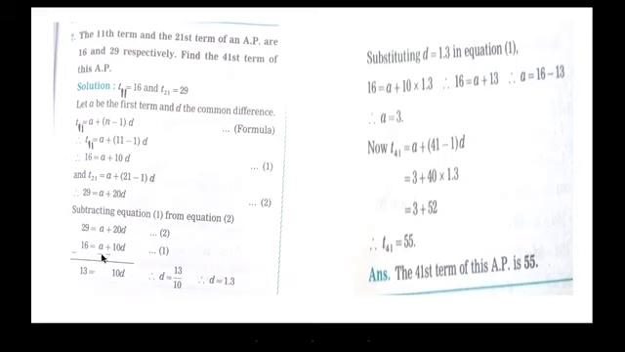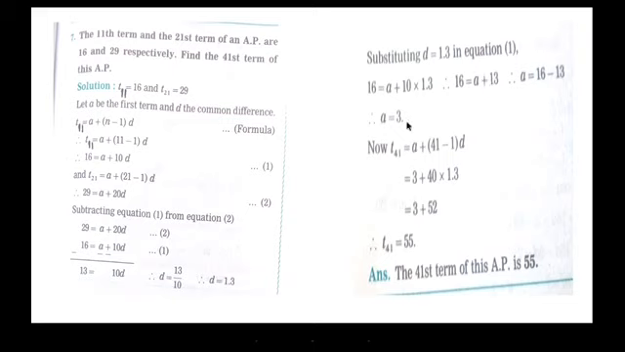First we subtract equation 1 from equation 2. We get the value of D as 13 upon 10, which is 1.3. Now we substitute this value of D in equation 1. You can substitute it in any one of the two equations. So we have 16 is equal to A plus 10 into 1.3. 10 into 1.3 is 13, so 16 is equal to A plus 13. So A is equal to 16 minus 13, that is 3.